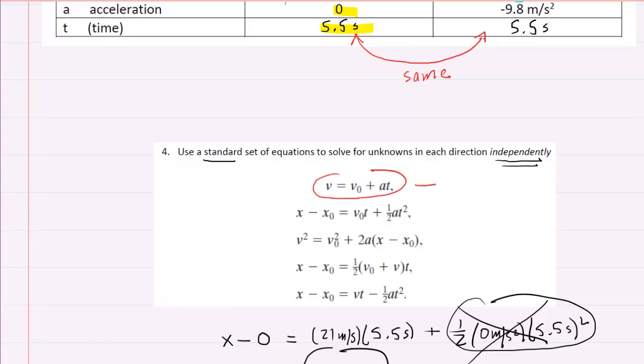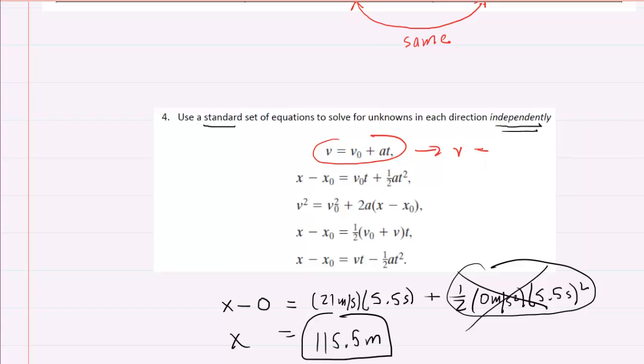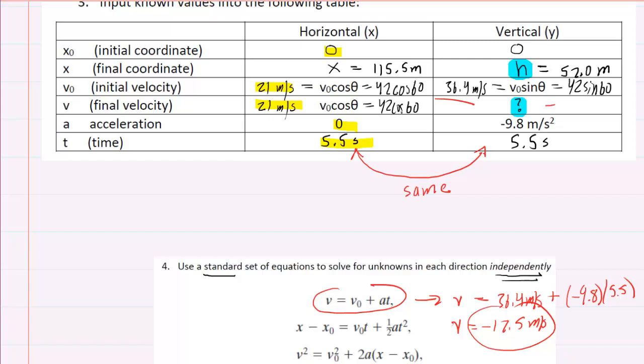So we'll use this equation, and we'll say that the final velocity is equal to the initial velocity. And again, that initial velocity was 36.4 meters per second, plus the acceleration, which was negative 9.8, and then times the time, which was 5.5 seconds. So we'll punch this in, and we end up with negative 17.5 meters per second as the final velocity in that vertical direction. So go back into your table and fill it in. So this is negative 17.5 meters per second.